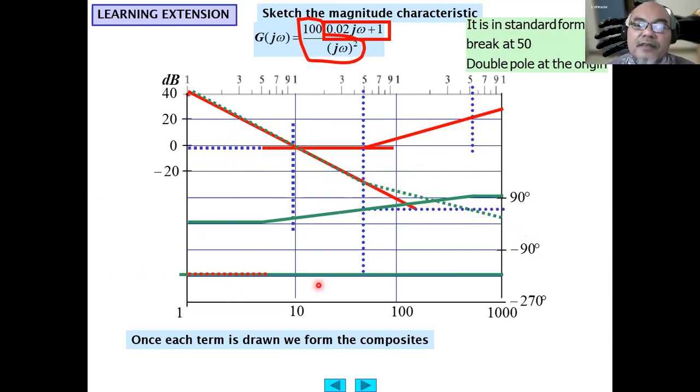The phase composite is the addition. So between 1 and 5 radian per second, it is minus 180 degrees. And then it increases by 45 degrees per decade until 500 radian per second, then becomes asymptotic at minus 90 degrees at this region.